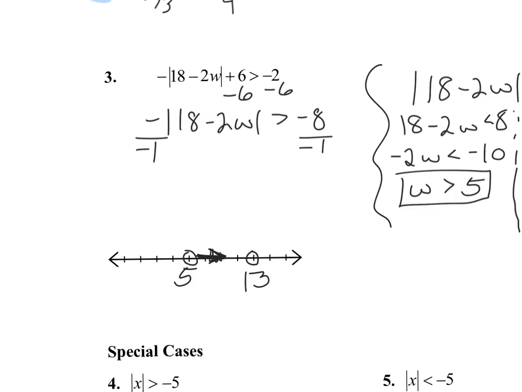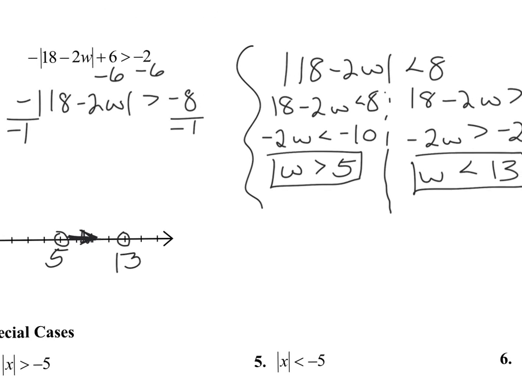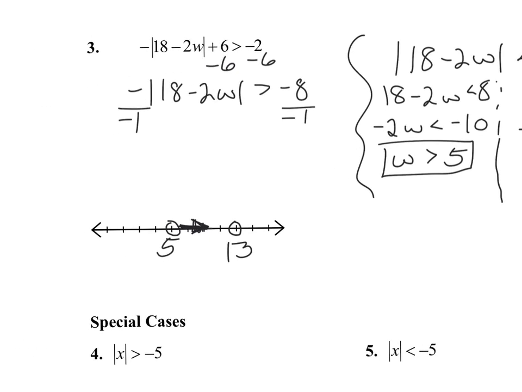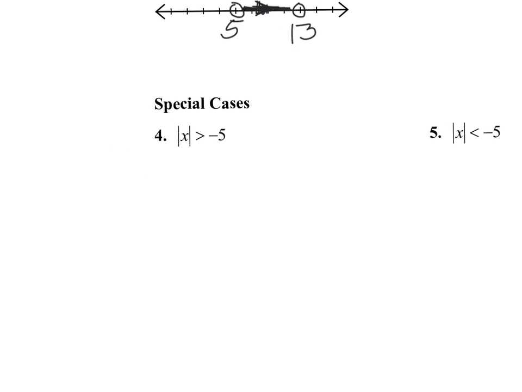Now, 13 says that we have W is less than, okay? So that means we're going to be going to the left. And once again, the graph exists between them, okay? Alrighty. So those are some examples of what to expect for inequalities, okay? Now let's take a look at some special cases.